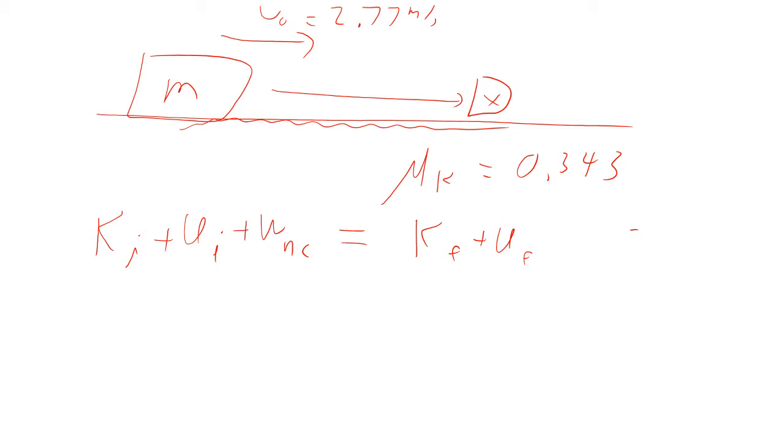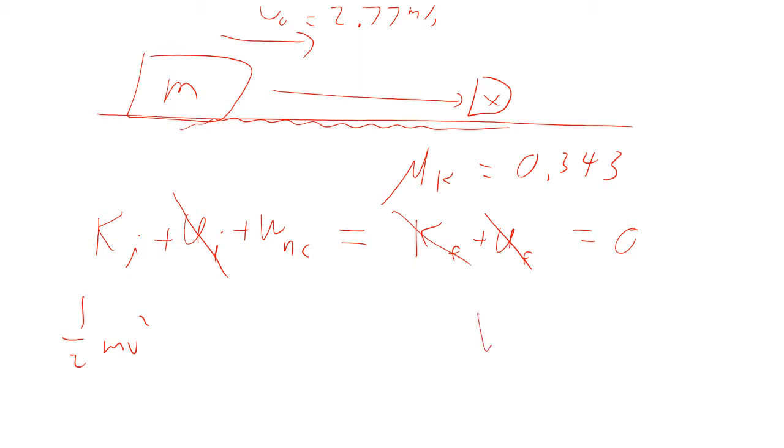Now, the initial and final potential, it doesn't matter where you put the zero, they're the same, and so they cancel. The final kinetic energy is zero, so all this has to equal zero. So we have 1/2 mv squared. Now, what is the non-conservative work? That's the work due to friction.